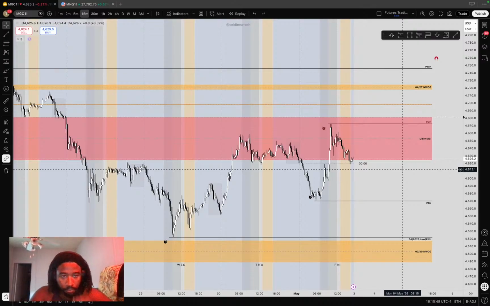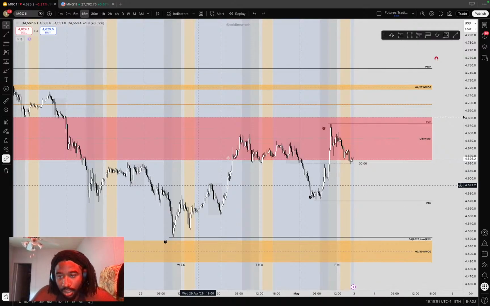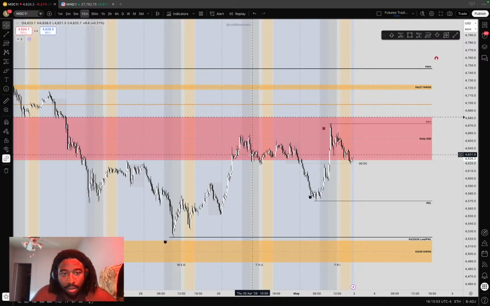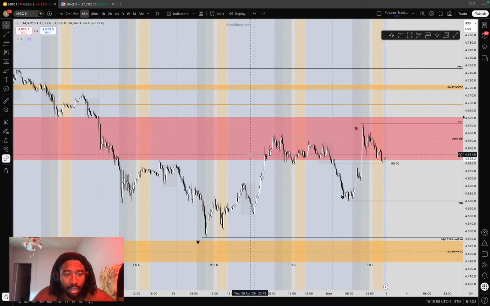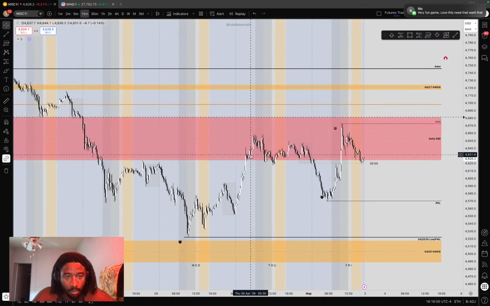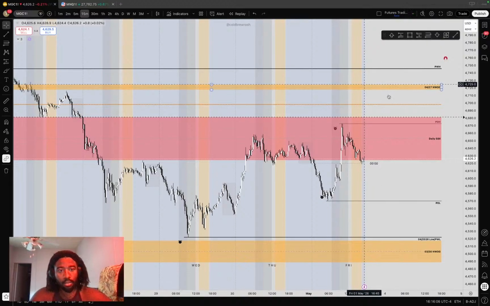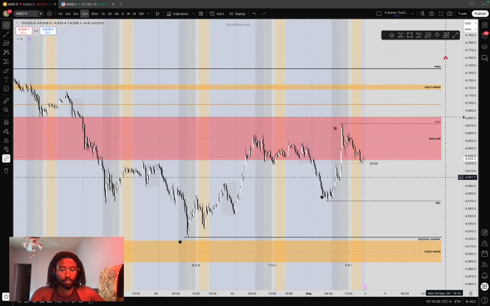That being said, if we get a choppy consolidation type market like this previous week, I'll probably not trade like I did this past week. But yeah, that's what I see.